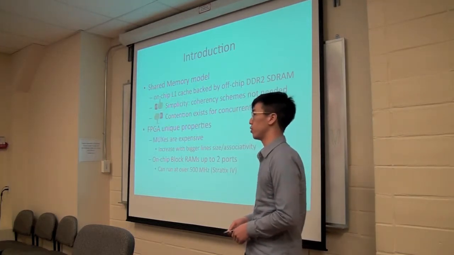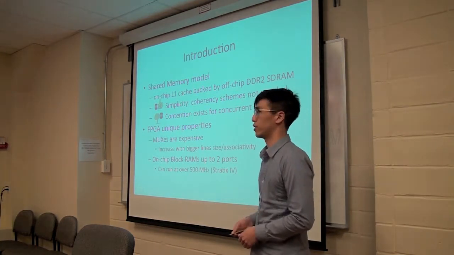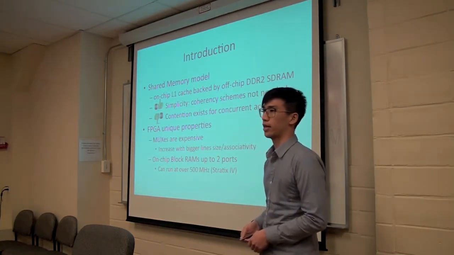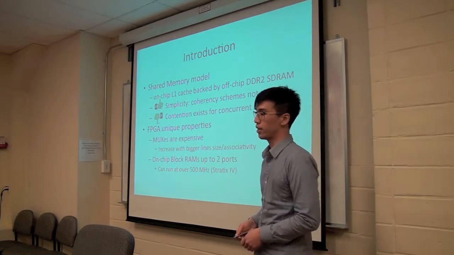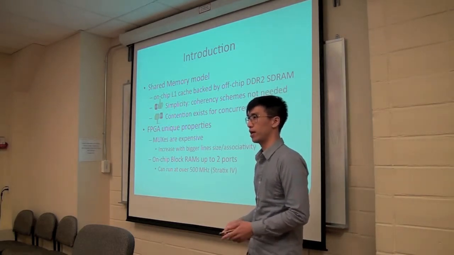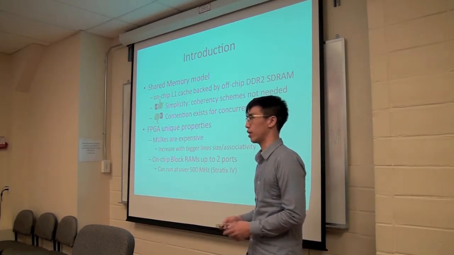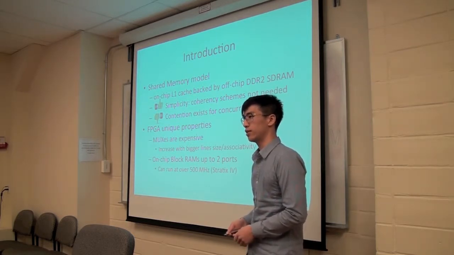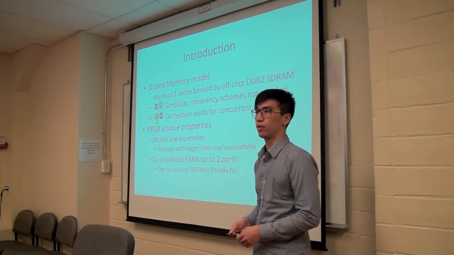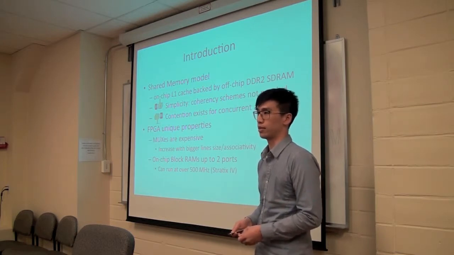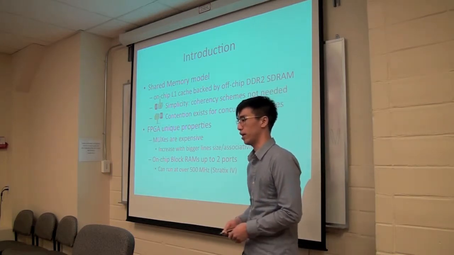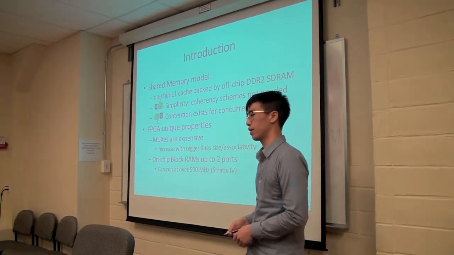To do this, we use a shared memory model, as shown in the first figure, where there's an on-chip data cache backed by off-chip DDR2 memory. The advantage of this method is its simplicity, as coherency schemes, which cause latency and area, are not needed. But the disadvantage is that contention can exist when multiple accelerators want to access the memory at the same time. But we also look at how to mitigate this in the study.